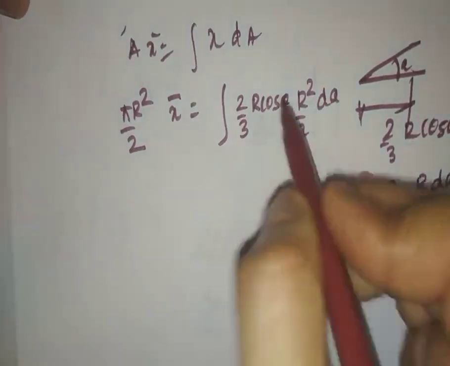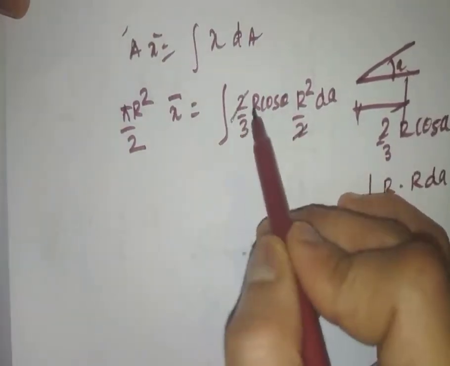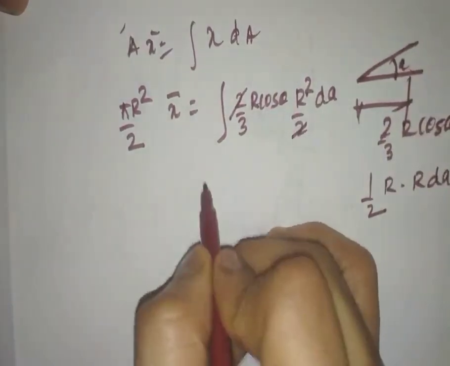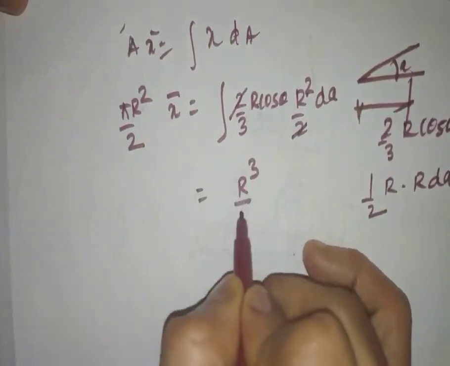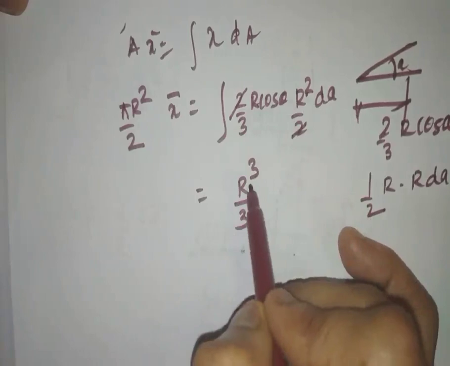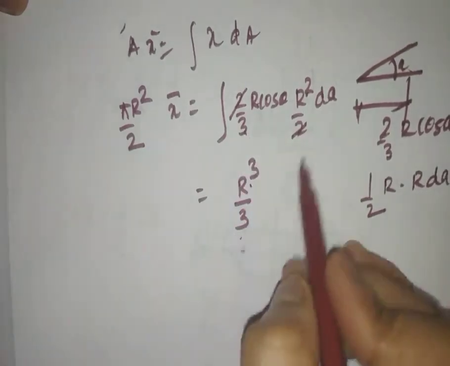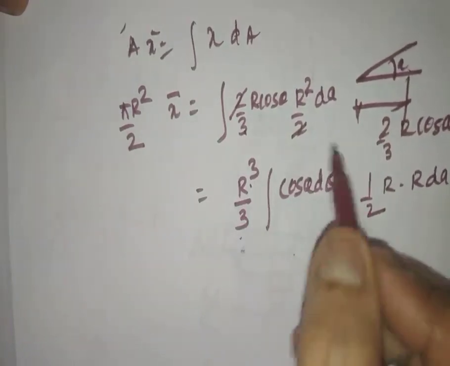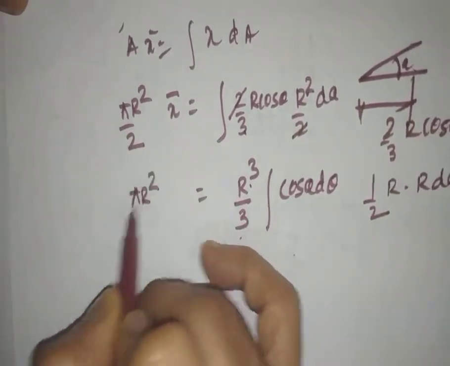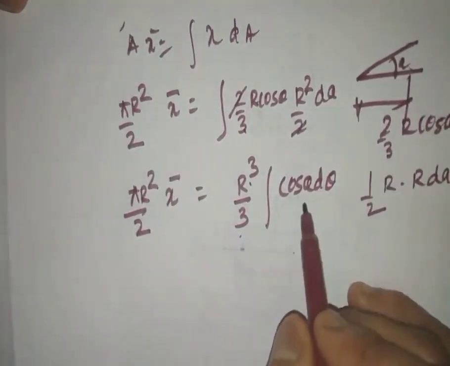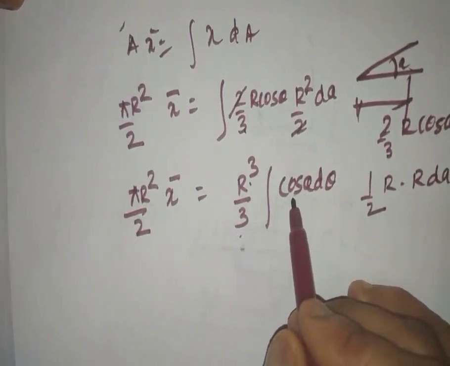Now we need to simplify this by dividing, 2 and 2 get cancelled. As a result, r and r will get multiplied. So this equation will be reframed as r cube by 3 taken outside. R into r will become r into r square, which is r cube. 3 in the denominator is taken outside. Inside the integration term, it will be cos theta d theta. On the left hand side, the terms will remain as they are, pi r square by 2 into x bar. Now we need to integrate this term. Integration of cos theta will come out to sin theta.